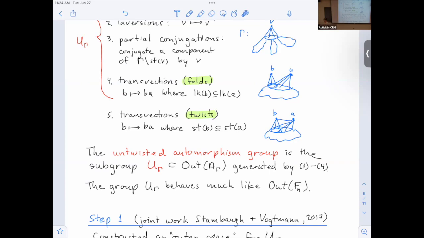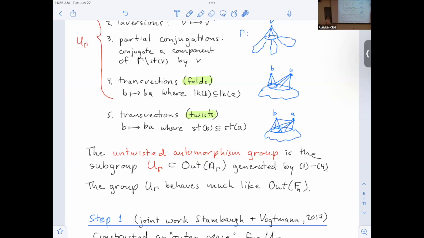Depending on whether A commutes with B or A doesn't commute with B. So folds are when A doesn't commute with B, and twists are when A does commute with B. And this other condition here, once again, you can't send A to AB unless everything that A commutes with B commutes with, and so on. There are some conditions under which you can do that, but let's not worry about that. So there are these two kinds of transactions: the kind where they don't commute is a fold, the kind where they do commute is a twist.